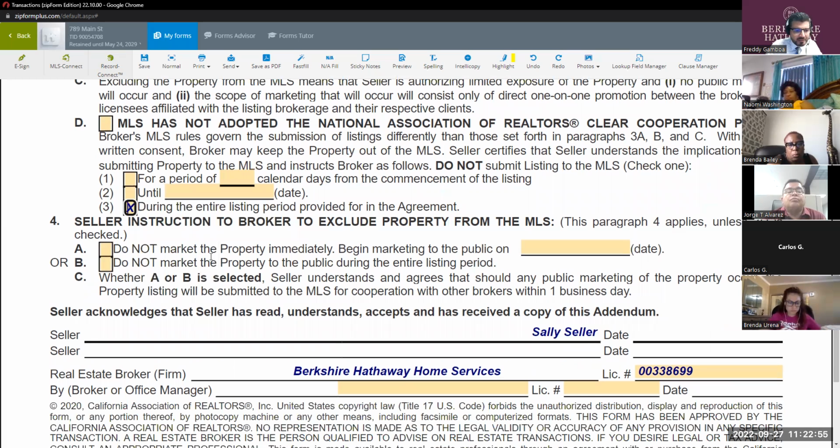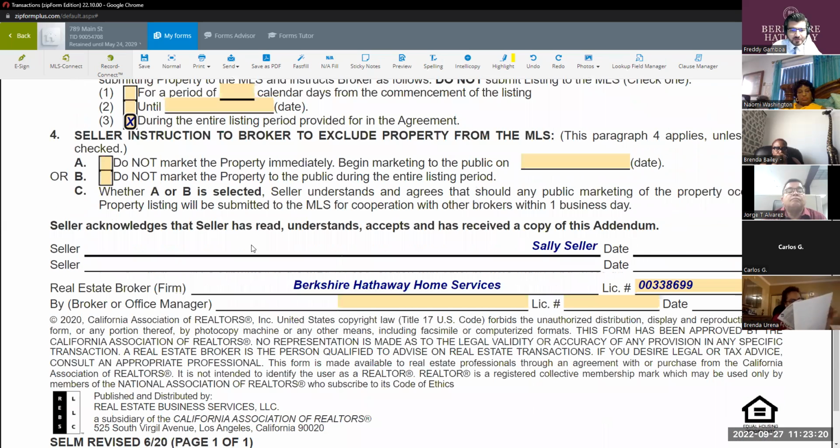Or right here at the bottom, seller instructions to the broker to exclude property from MLS. This paragraph 4 applies unless 3D is checked, right? Do not market the property immediately. Begin marketing the property to the public on a date, or do not market the property to the public during the entire listing period, only if 3D is checked right there. And of course, they sign.